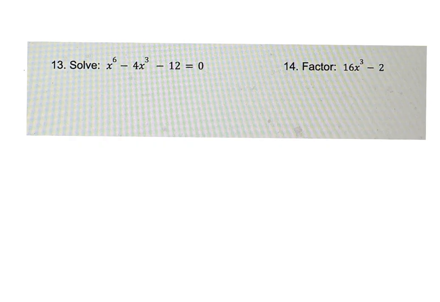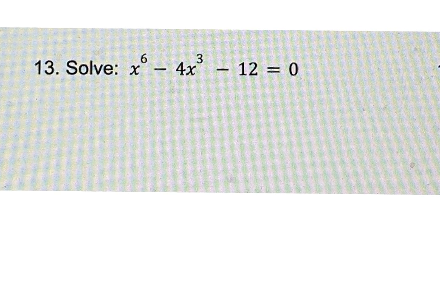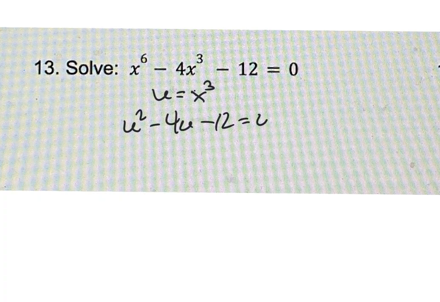Solve this one. This is where, because the first exponent is twice as big as the second, we're going to use u. Don't forget we use u. And u is always the middle variable. So u is x cubed. So what I'm going to do is I'm going to put a u everywhere I see an x. And because the first exponent is twice as big, my first u is going to be u squared. That's going to be 4u. And I'm just going to factor this.